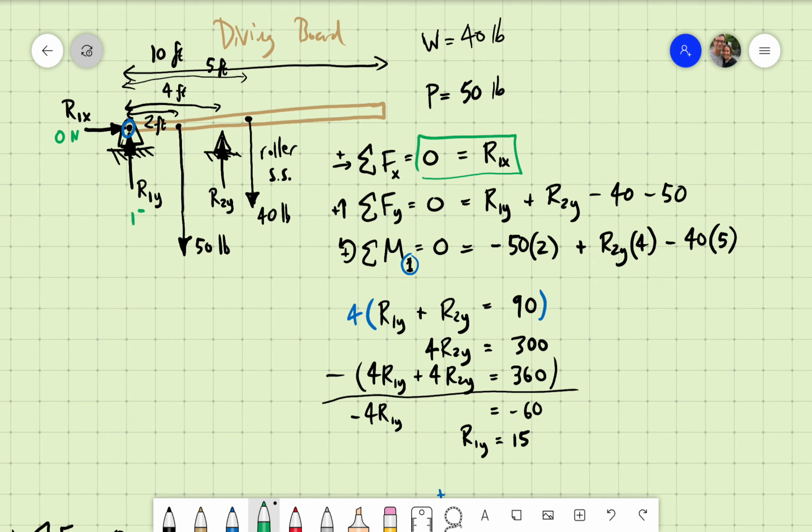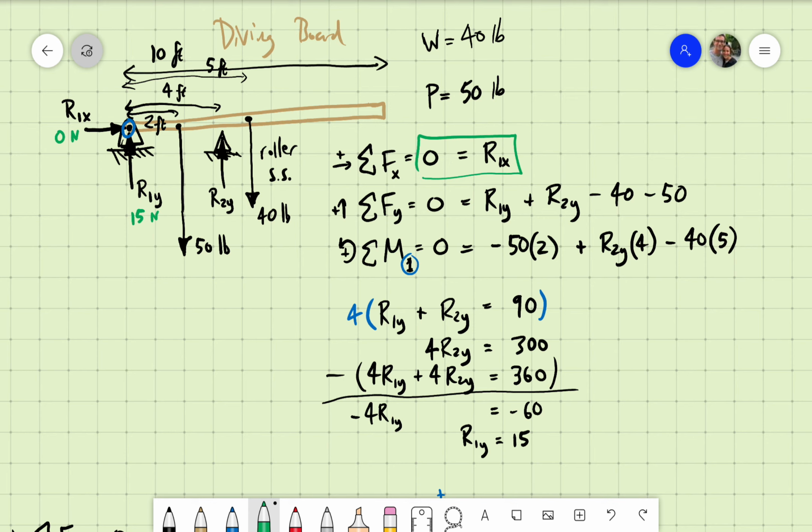R1y equals positive 15. By the way, the positive here means that I picked the correct direction. I actually guessed that R1y was going to point up. I didn't really know if it would or not. It can actually be pulling down, as imagine the diving board tries to flip over the roller into the water. If it were doing that, R1y would actually have to pull down to keep that from happening, but it didn't. I guessed an upward direction, and the positive 15 tells me that my guess was correct. It doesn't mean positive in terms of up. It means positive in terms of confirmation in this case.